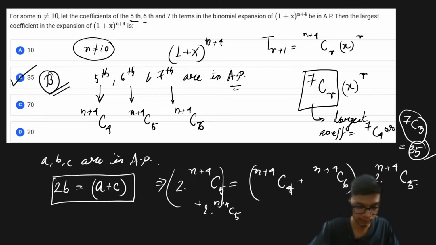So all of those people who got option number B are the correct ones. I hope this is clear to all of you.